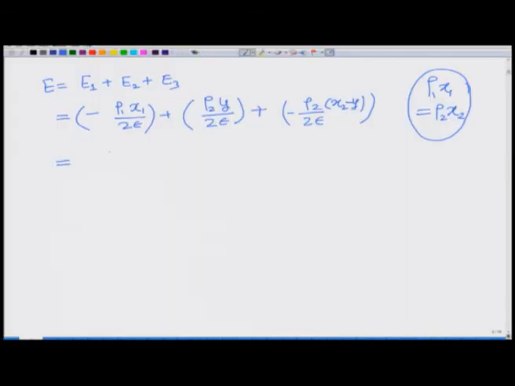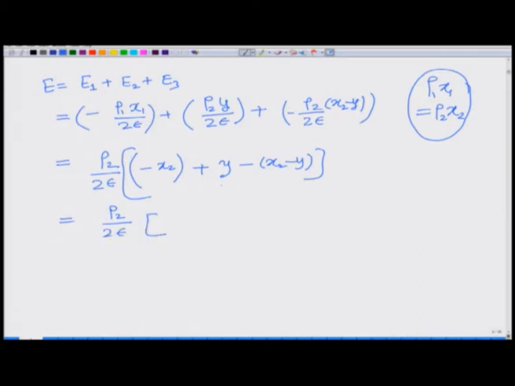So, I write this as rho 2 x2, and therefore, rho 2 over 2 epsilon, this much I can take common. Then it is minus here and x2 here, right, minus rho 1 x1 is minus rho 2 x2, over 2 epsilon. And since I have already taken this common, now this is plus y and this is minus x2 and minus y, which is equal to rho 2 over 2 epsilon, and you see it is minus x2 and minus x2. So, minus 2 times x2, then plus y and plus y. So, 2 times y. So, 2 also I can take common, and then I have y minus x2. So, that is the electric field at that particular point.